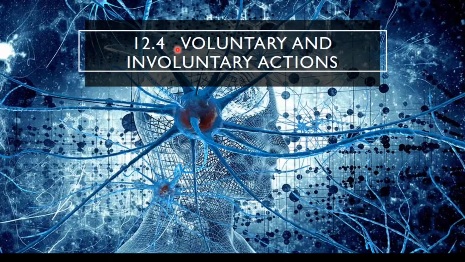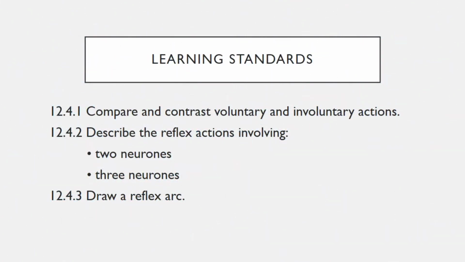So for today, you will learn about voluntary and involuntary actions. Students, there are three learning standards that you need to achieve at the end of this lesson. At the end of this lesson, you should be able to compare and contrast voluntary and involuntary actions. Describe the reflex actions involving two neurons and three neurons, and draw a reflex arc.